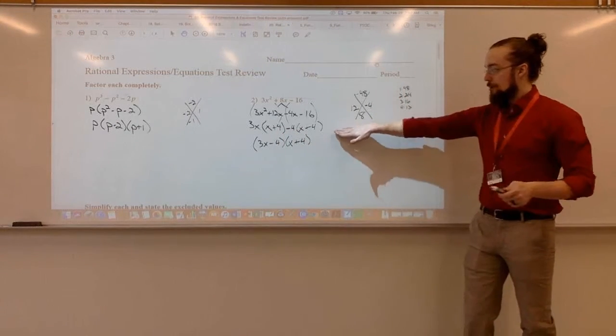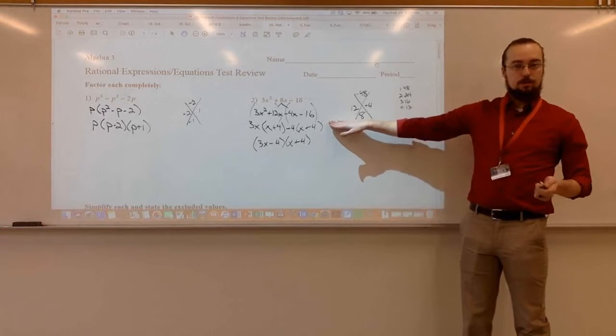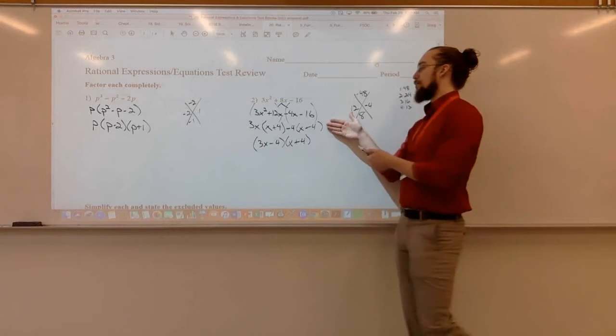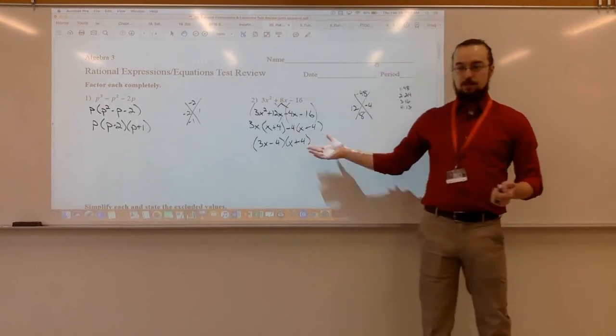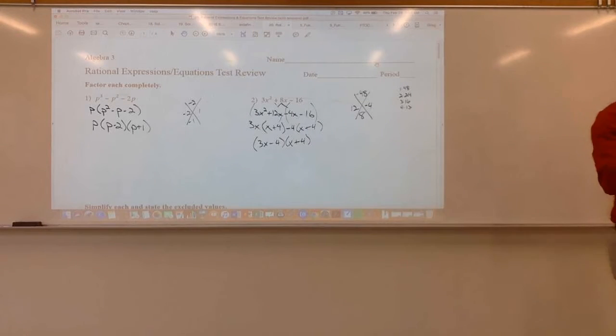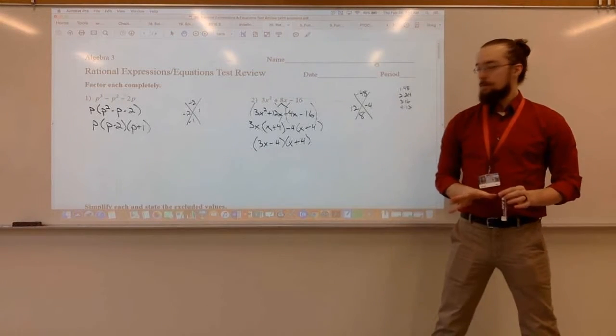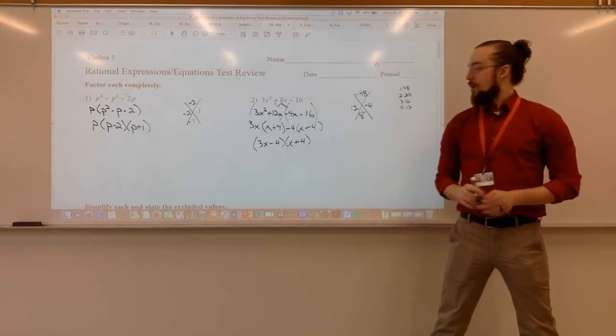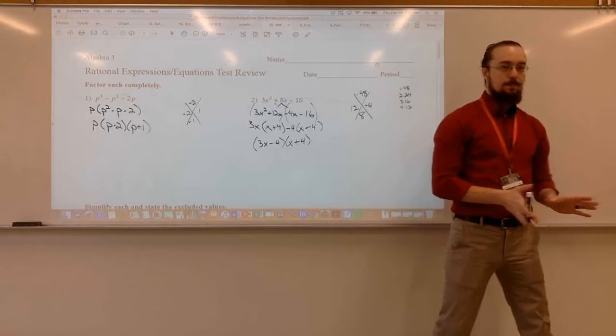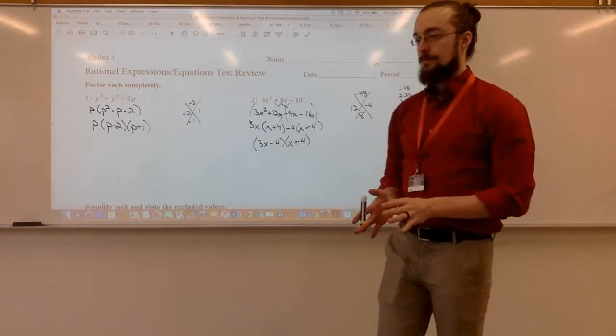I've also seen a lot of people stop here. Okay, that is not the final step for factor by grouping. This is. Okay, we should have two binomials like that for a factoring problem. That's good for that. Questions? Being recorded. Yes.